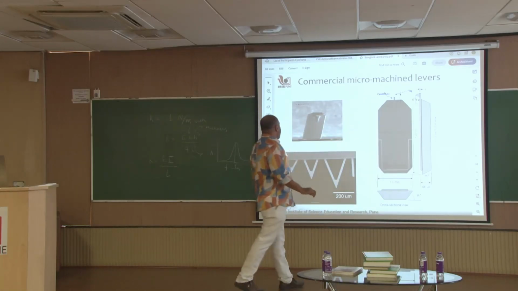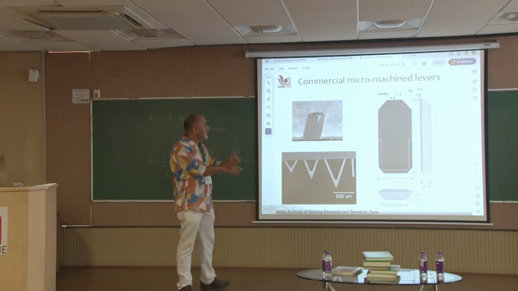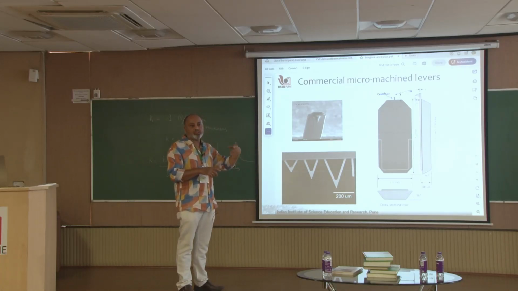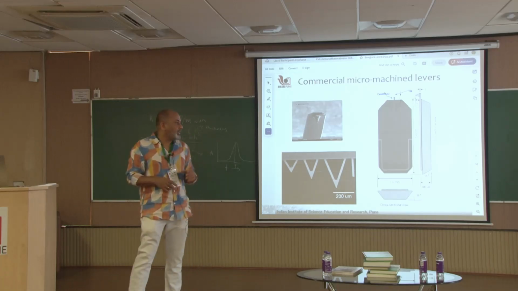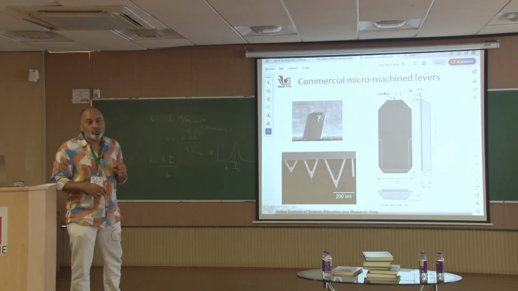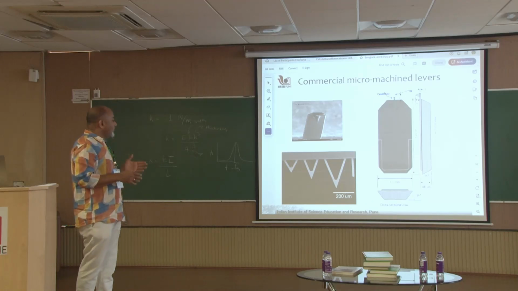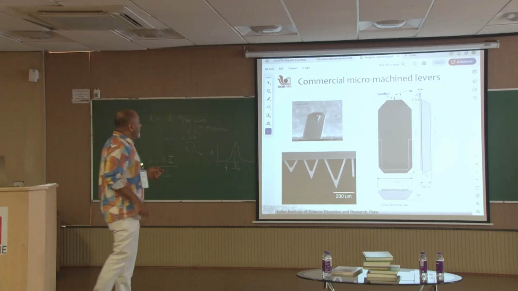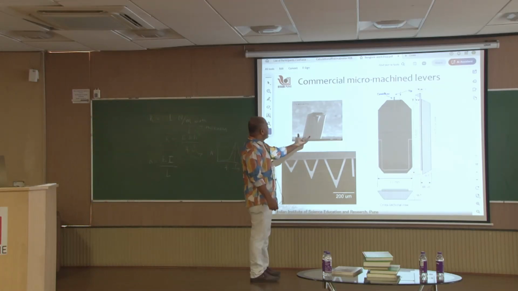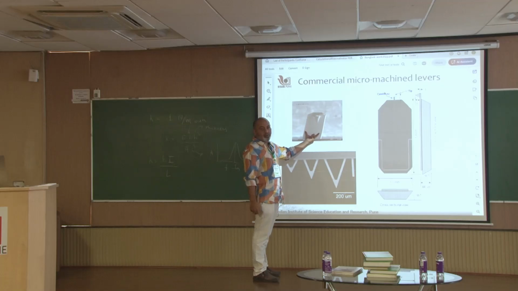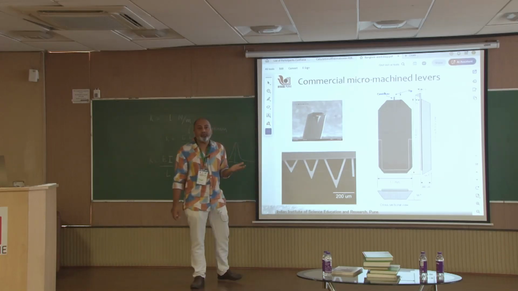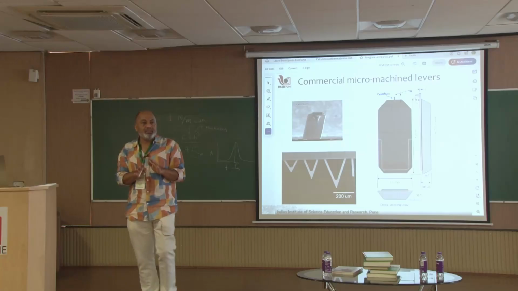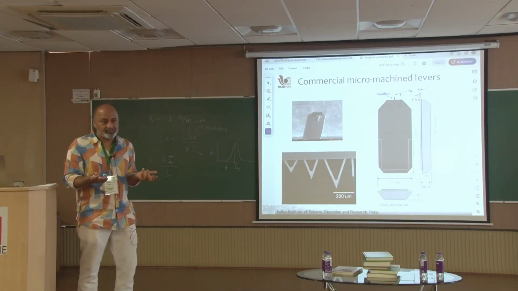Typical lengths are 100 to 200 microns in length, which is 0.1 millimeter. Thickness is a few microns, 1 or 2 microns, and width is of the order of 50 microns. So the typical dimension of a cantilever: the width will be 50 microns or so, the thickness 1 or 2 microns, and the length about 100 to 200 microns. And you can play with this to get different stiffness cantilevers.